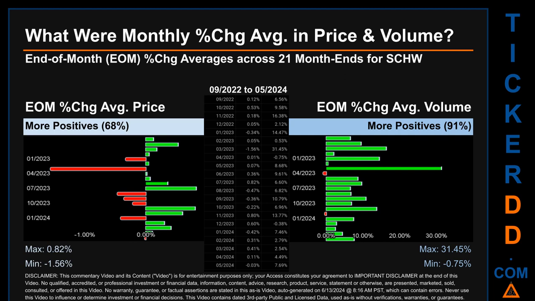Price saw an end-of-month max of 0.82% in average percentage change along with a minimum of -1.56%. For volume, the maximum and the minimum monthly percentage change were respectively 31.45% and -0.75%.